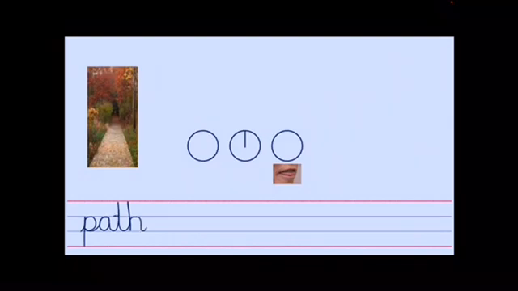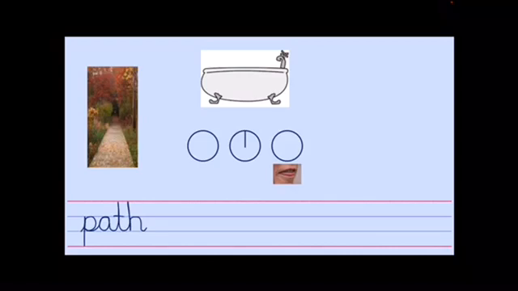Remember, you can work along with me, or you can pause the video at any time and come back to me when you're ready. Got another word now that sounds very similar to path.